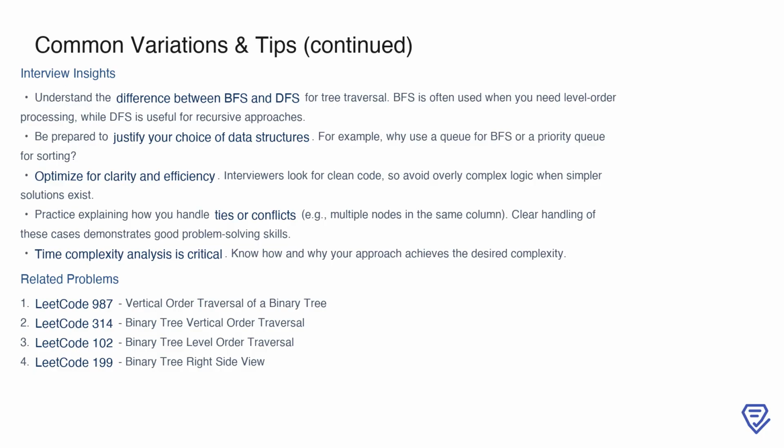Clarity and efficiency are essential during interviews. Avoid overly complex code when a simpler solution can achieve the same result. Be explicit about how you handle ties or conflicts, such as when multiple nodes appear in the same column. This demonstrates your ability to think through edge cases and resolve them effectively. Additionally, always analyze the time complexity of your solution. Being able to explain why your approach meets the desired complexity is a skill that interviewers highly value.